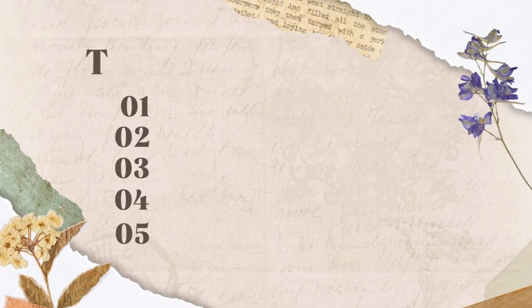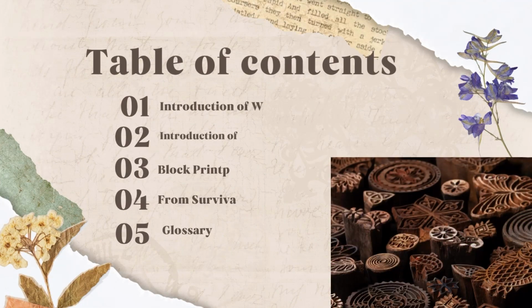Before we look at the stamps, let's check out our roadmap. We'll cover the basics of weaving, the history of block printing, and traditional dyeing methods. Then we'll look at how the craft is reviving today and wrap up with a quick glossary. Let's start with chapter 1, weaving.